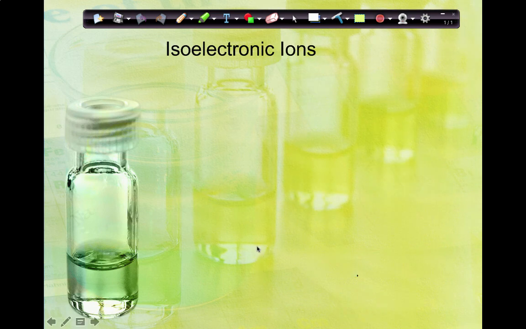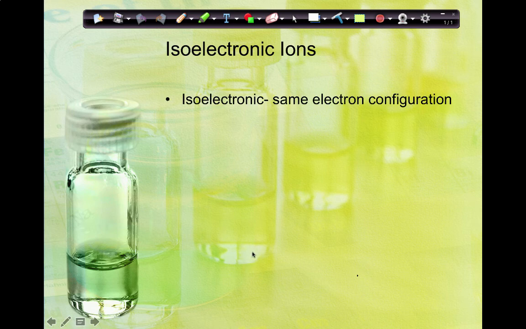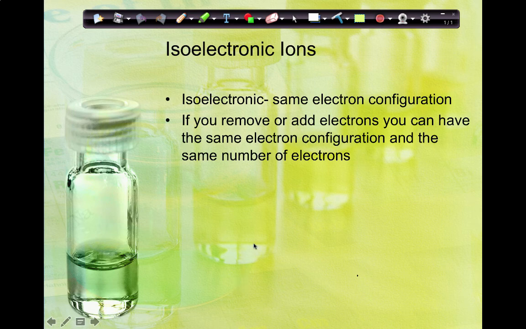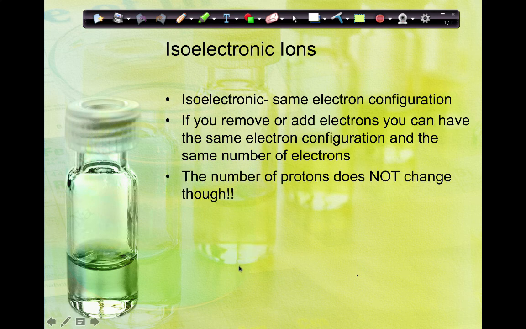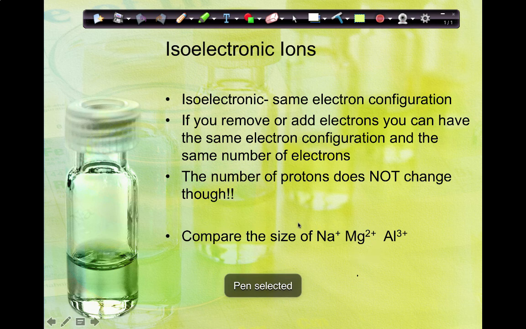So isoelectronic ions. We're not just necessarily comparing the parent atom to the cation or the anion. Isoelectronic, remember, means the same electron configuration. So if you remove or add electrons, you can have the same configuration and the same number of electrons. The number of protons doesn't change, though, even if you change the configuration. So let's compare the size of sodium with a positive 1, magnesium with a positive 2, and then aluminum with a positive 3.